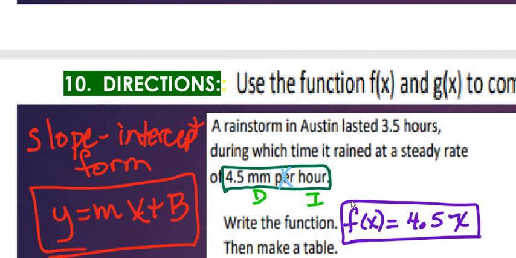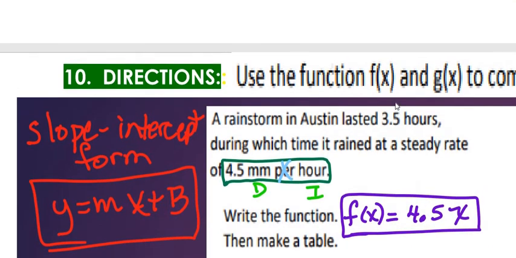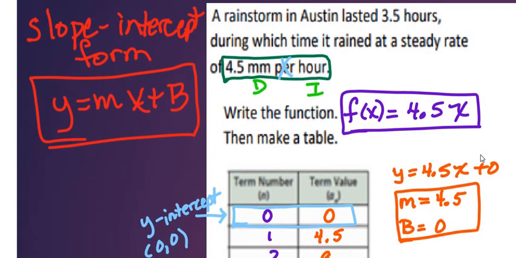Now remember, f of x is the same thing as y, so I could have written it as y, but to make it a function, I have to have f of x or g of x or something like this. Remember, this x and this x has to match, or if you have an n here and an n here, it has to match.